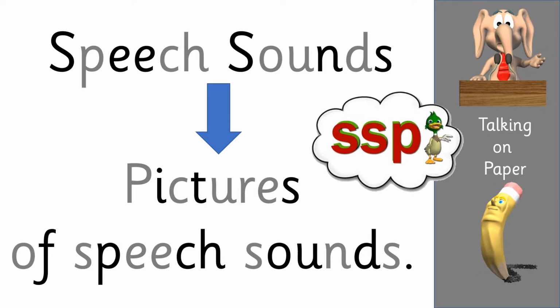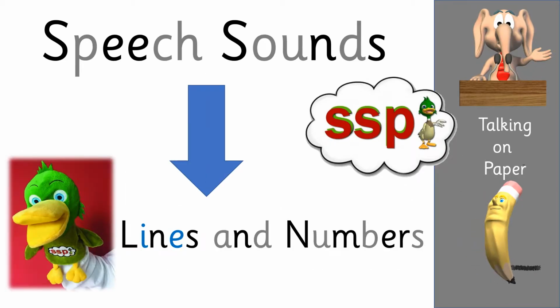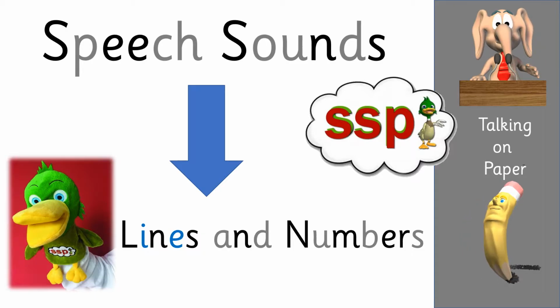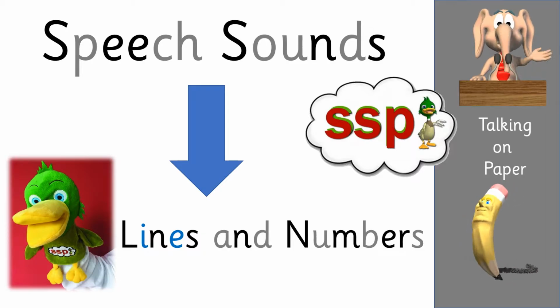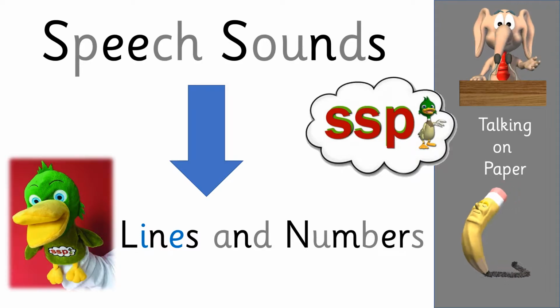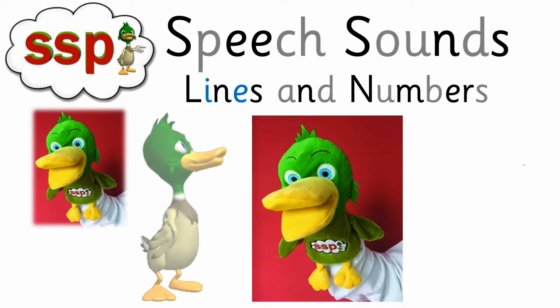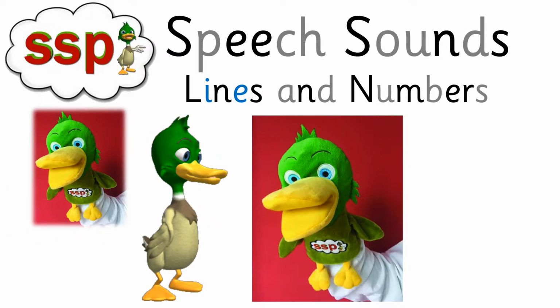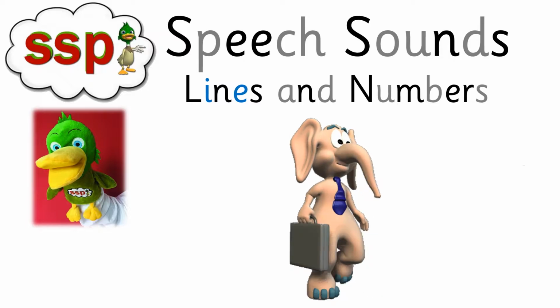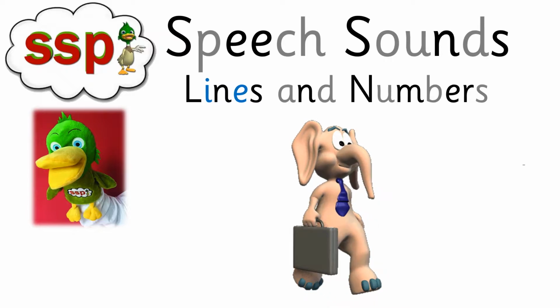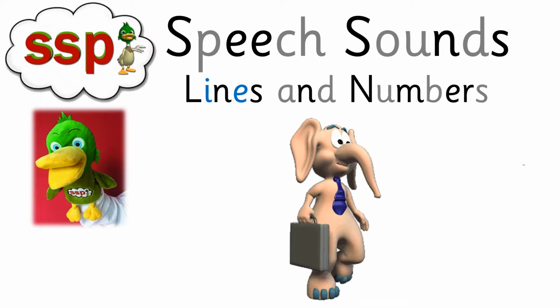But to write something down, we need to know the speech sounds, and we need to know the pictures of the speech sounds in that word. So we start with speech sounds, duck hands, lines and numbers. What does that mean? Well, it means we're going to get our spelling brains organised. Duck hands are used with your hand from left to right. So when we say the word elephant, you'll use your duck hands to show the speech sounds from left to right, ready to go down on paper as pictures of speech sounds.